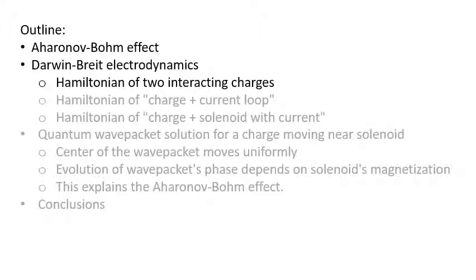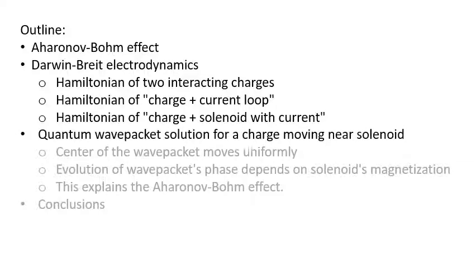I will start from the Hamiltonian describing interaction of 2-point charges. Then I will derive the Hamiltonian for a charge in the field of a current loop. And then we'll see what happens when many current loops are assembled in an infinite solenoid. We will solve the quantum mechanical problem for a wave packet moving in the field of such a solenoid. And we will see that the center of the wave packet moves uniformly.